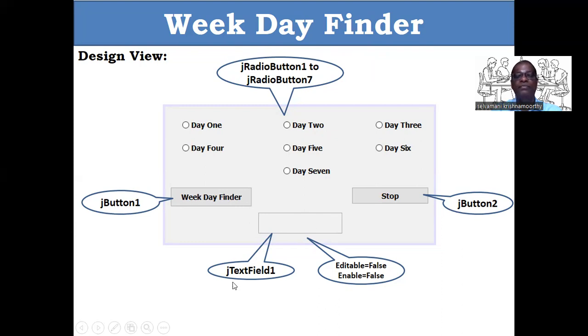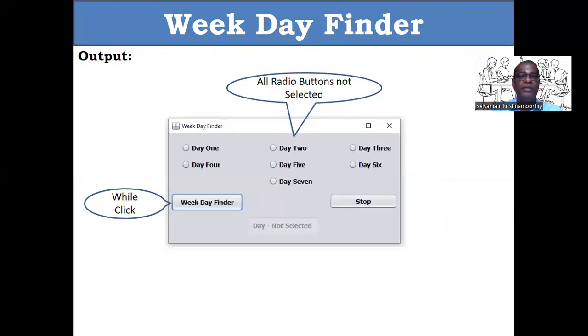This is J text field 1. Editable false, enable false. That means you should not type inside the J text field. You should not edit inside J text field 1. But it will display some values, some text. That is how it works. Better, let us proceed with the output, then we can proceed.